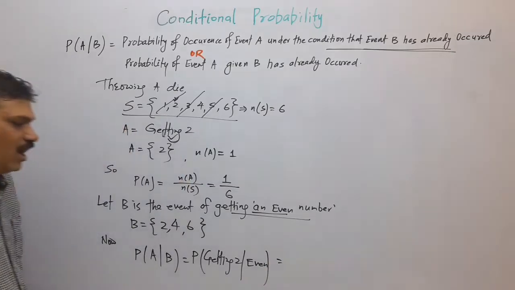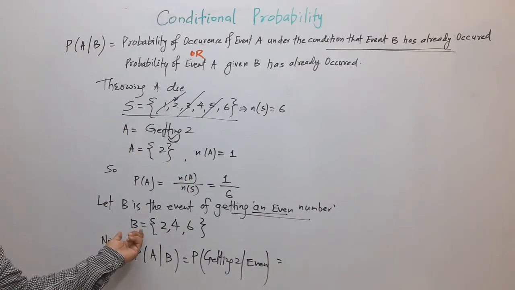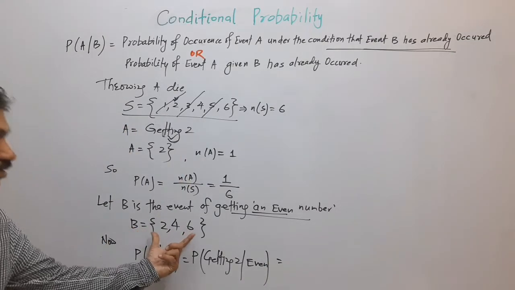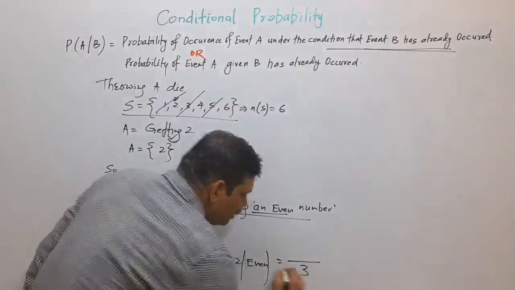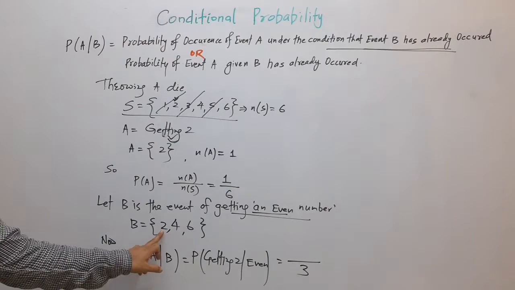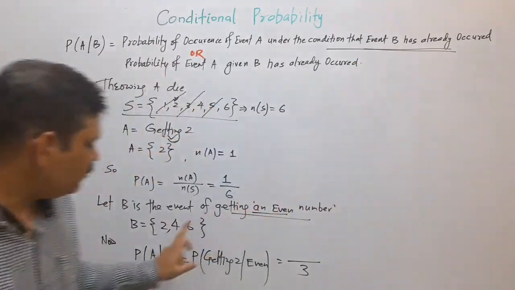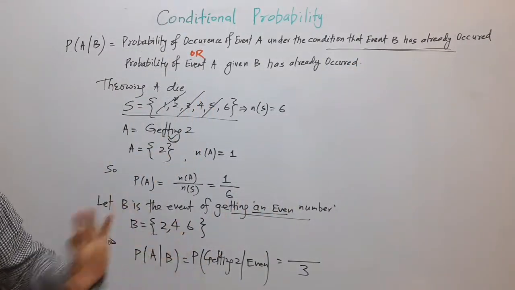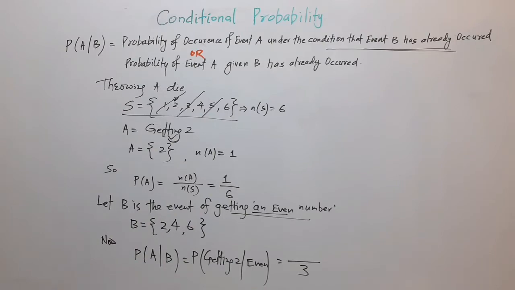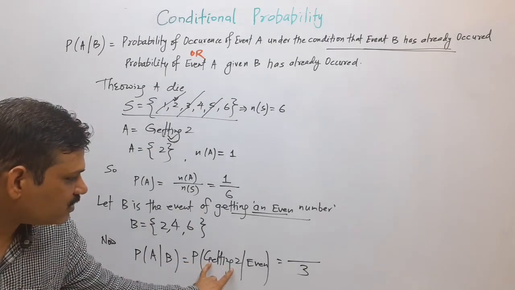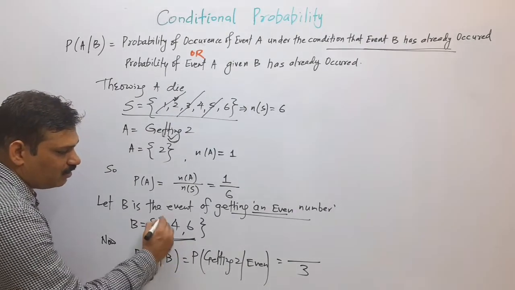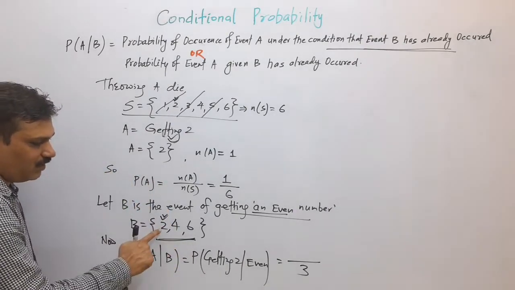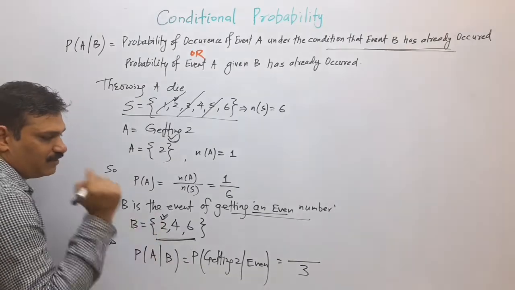So now our sample space is reduced. We have got an even number. It is known, B has already taken place. That means there were only 3 possibilities: either 2, or 4, or 6 has appeared. Out of these outcomes, how many are in favor of the event A, that is getting 2? 1.